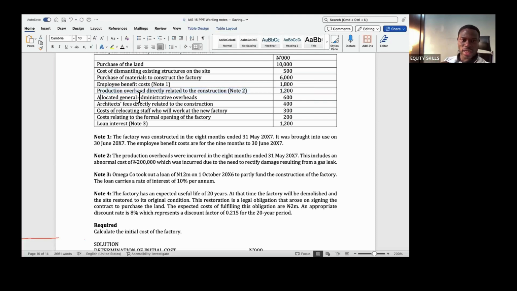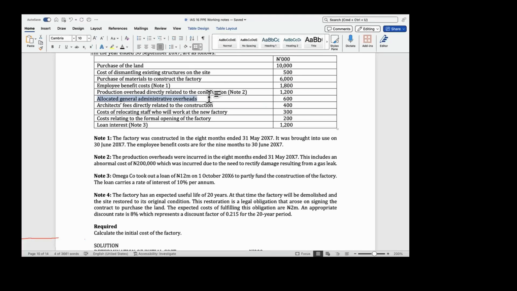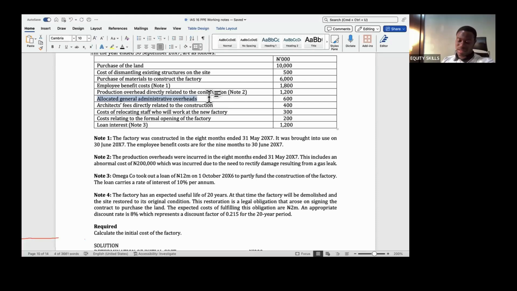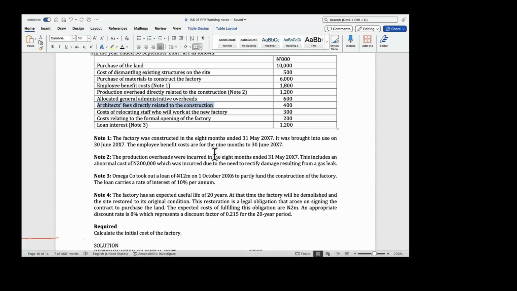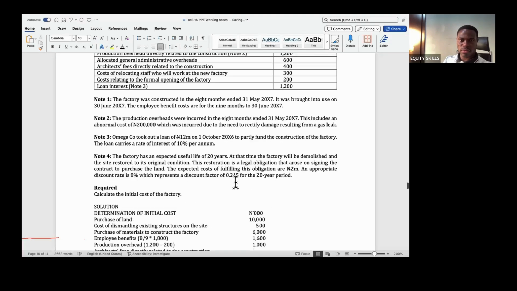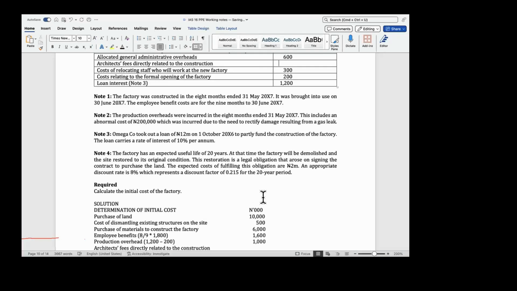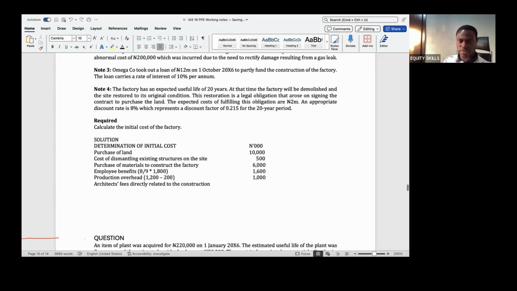So allocated general overhead, general admin overhead. What do we do to this? Are we capitalizing or expensing this? Expense. Expense any general overhead. Exactly. Just expense it. Don't even think twice. Then we have architect fees directly related to the construction. What do we do to this? Capitalize. Correct. We capitalize this. How much is it? 400.